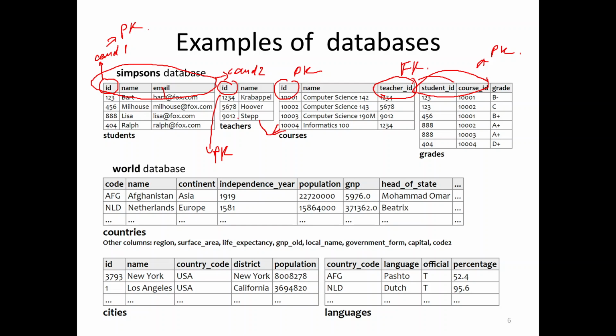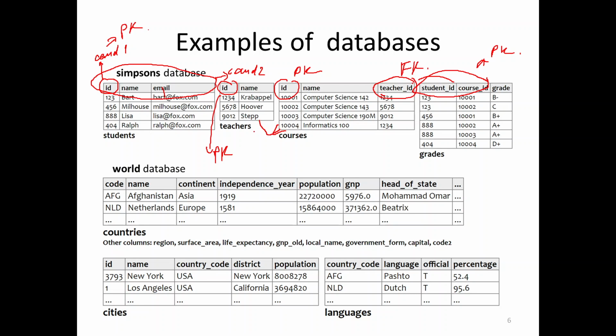So one teacher teaches multiple courses. That's why this symbol is used. One teacher can teach multiple courses, but one course is taught by a single teacher, not by multiple teachers, but a single teacher, right? So this is called a one-to-many relationship.